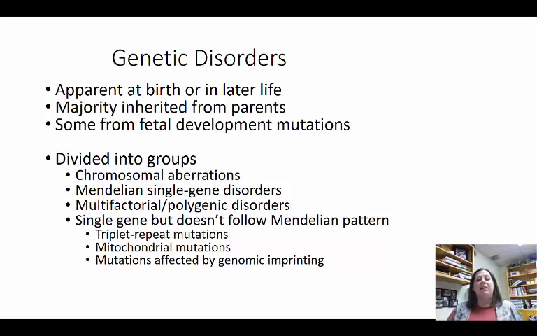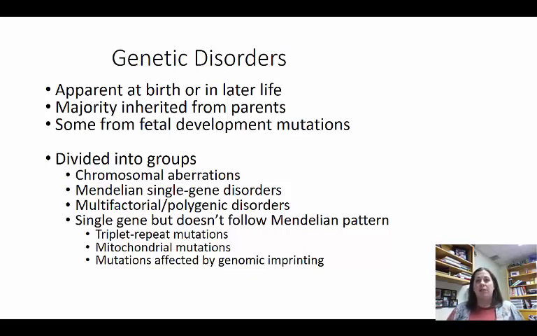We also see Mendelian single gene disorders, multifactorial polygenic disorders. Okay, so when we look at single gene, that means there's one mistake, but in a multifactorial or polygenic disorder, there's multiple mistakes. In a single gene but doesn't follow the Mendelian patterns, like with what Mendel found, this could be like a triplet repeat mutation, a mitochondrial mutation, or mutations that are affected by what we call imprinting.